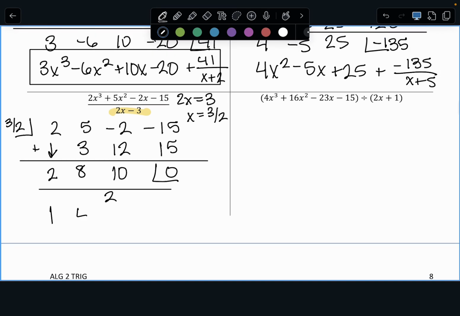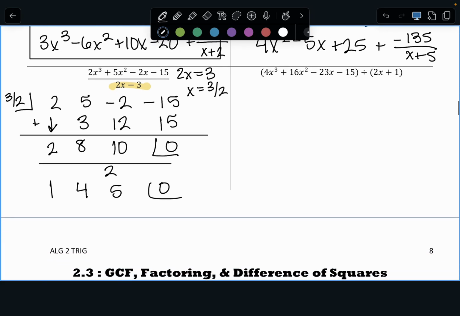So our new numbers, 1, 4, 5, and 0. So our answer, we started with an x cubed. So what term should this be? X squared. So we get x squared plus 4x plus 5. And that's it, because our remainder is 0. So it works the exact same way. At the very end, though, there's one extra step.